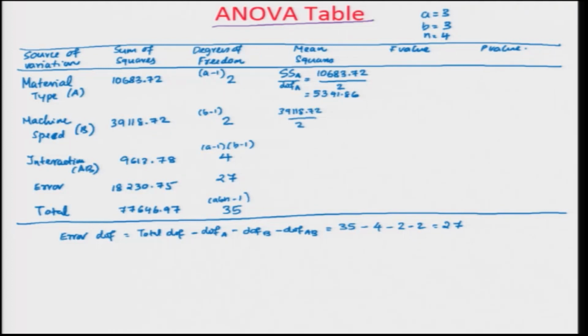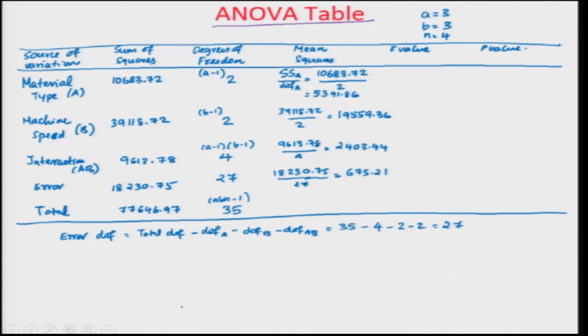The second value we calculate the same way is 39118.72 divided by 2, and that value you get to be 19559.36. This one will be 9613.78 divided by 4, and that value comes out to be 2403.44. The last value is 18230.75 divided by 27, and I get that value to be 675.21, right?